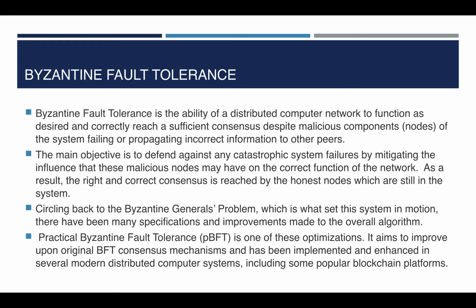So what is Byzantine fault tolerance? Before getting to know what Byzantine fault tolerance is, please familiarize yourself with what the Byzantine problem is. In order to tackle the Byzantine problem, we came across Byzantine fault tolerance. Fault tolerance is the ability of a distributed computer network to function as desired and correctly reach a sufficient consensus despite malicious nodes in the system who try to propagate incorrect information to other peers in the network. The main objective is to defend against any catastrophic system failure by mitigating the influence of malicious nodes who are propagating incorrect information. As a result, we can reach the right consensus by honest nodes sending the right information. So this is what Byzantine fault tolerance is.